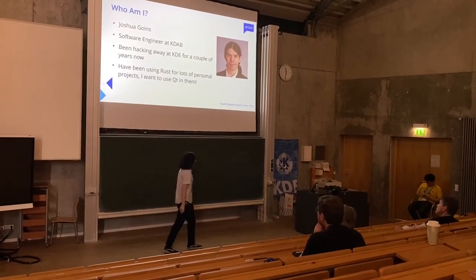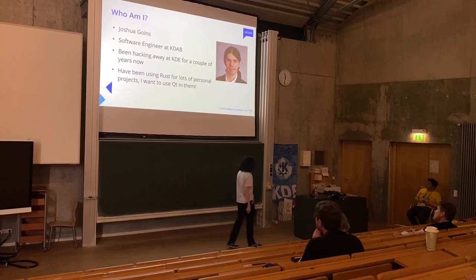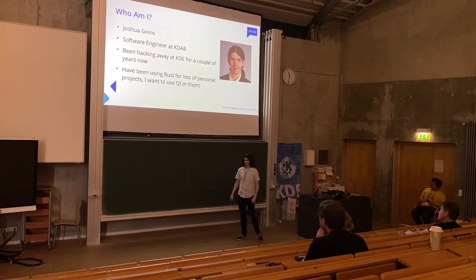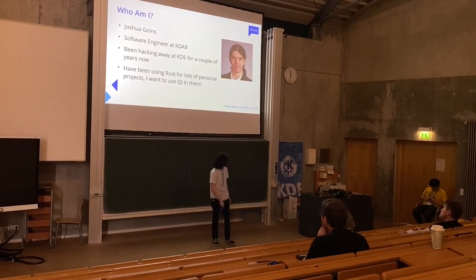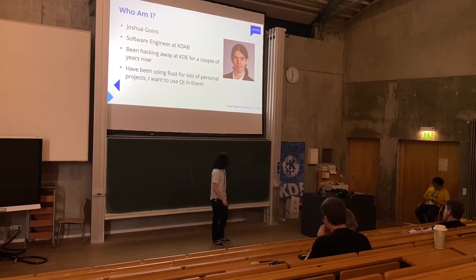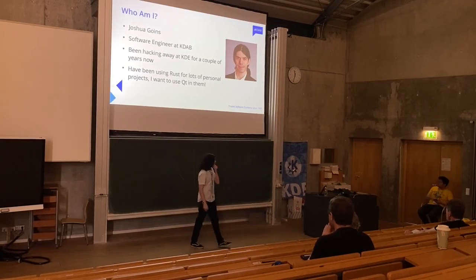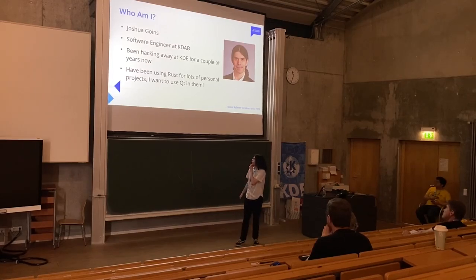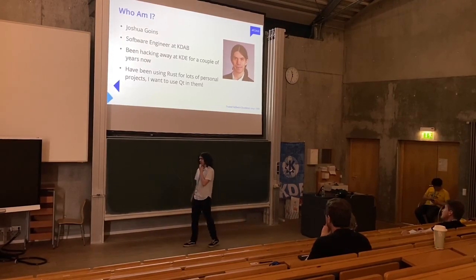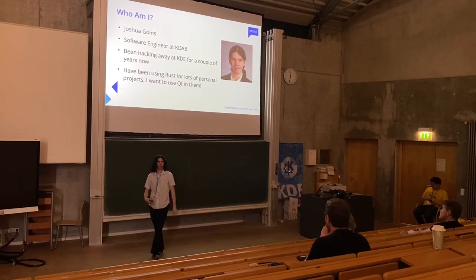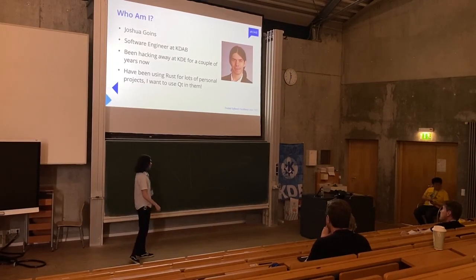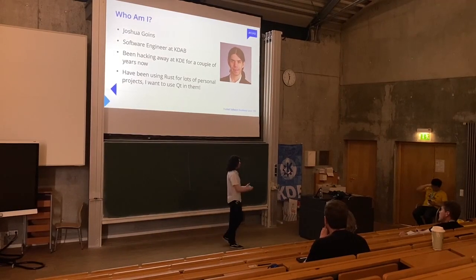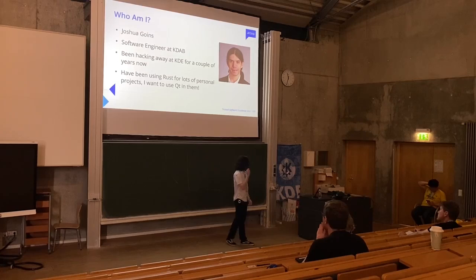And who am I? Who's the person you're going to be staring at for the next hour or so? I'm Joshua Goins, also known as Red String on events. I'm a software engineer here at KDAB. You can see our nice little logo there on the front. I've been hacking away on KDE for a couple of years now. You probably know who I am, hopefully. I've also been using Rust outside of work for a lot of personal projects. Since I work in KDE, I'm really interested in how to glue those two things together, my two favorite technologies.